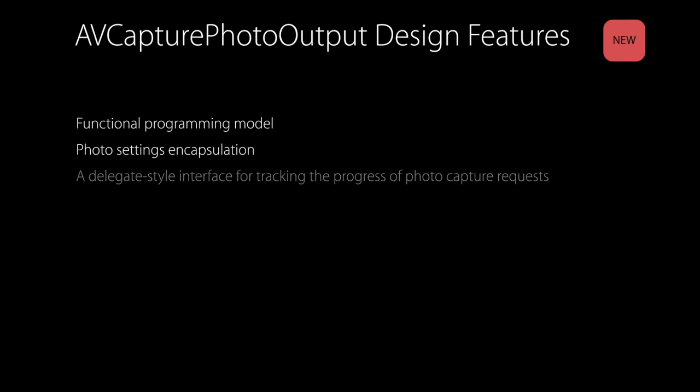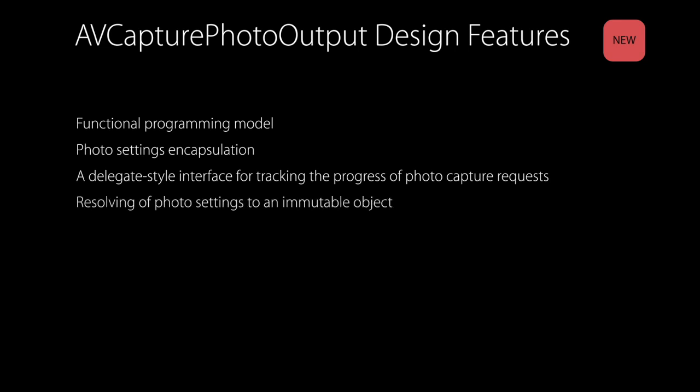By way of minimal review, the new AV Capture Photo Output has an improved interface that addresses some of AV Capture Still Image Output's design challenges. AV Capture Photo Output uses a functional programming model. There are clear delineations between mutable and immutable data. It uses a separate object to encapsulate per photo settings called AV Capture Photo Settings. You pass it when making a photo capture request. It uses a delegate-style interface for tracking the progress of photo capture requests. This is called the AV Capture Photo Capture Delegate Protocol.